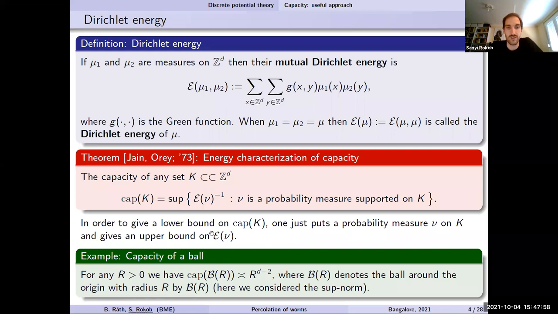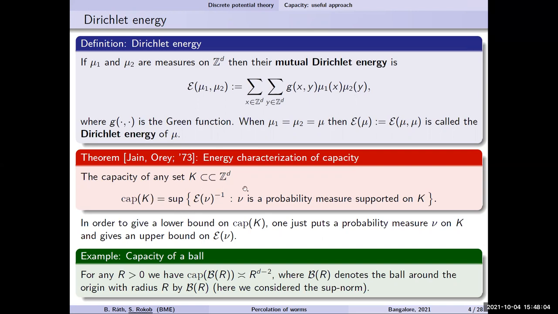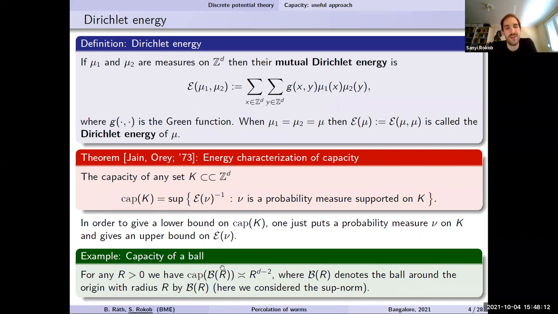And this lower bound will come from this energy characterization, because to give a lower bound on the capacity, we have to give an upper bound on the energy. This characterization also goes, for example, for proving that the capacity of a ball of radius r is comparable to r to the power of d minus 2.